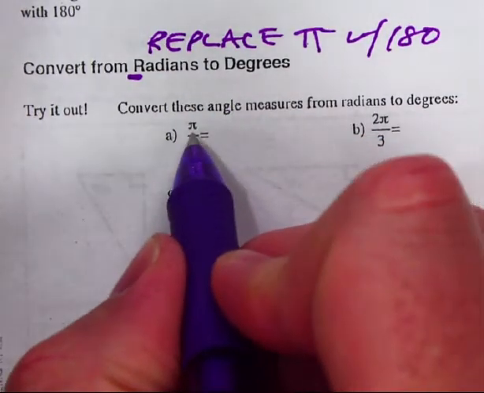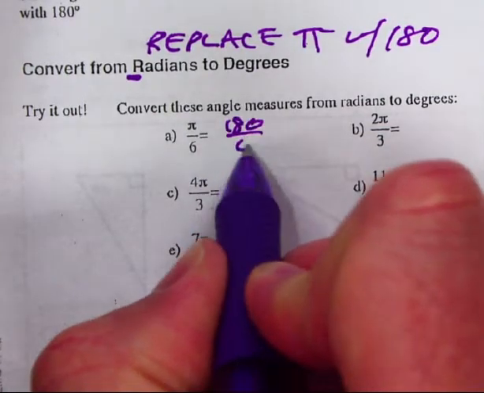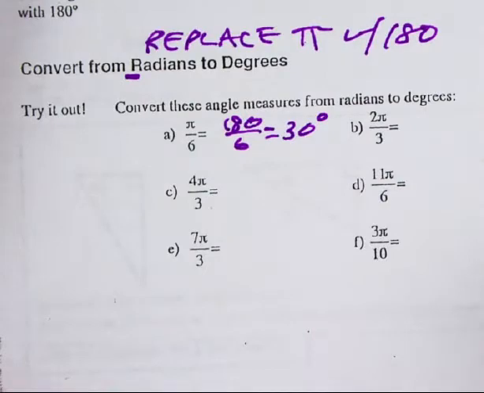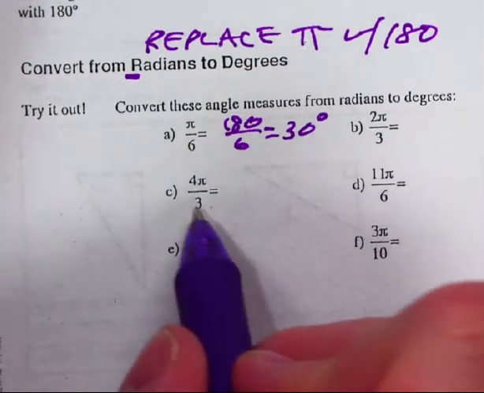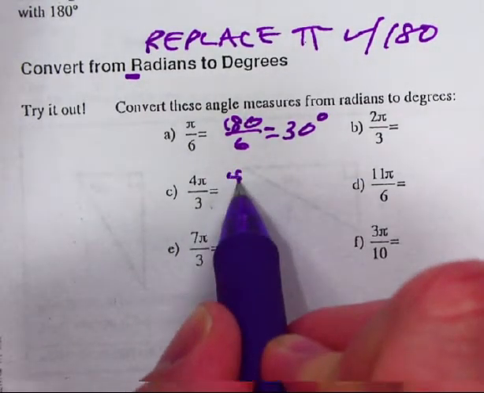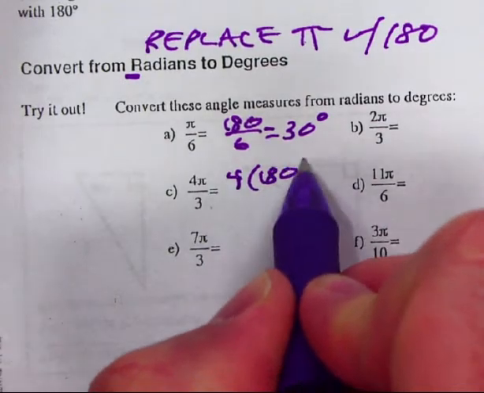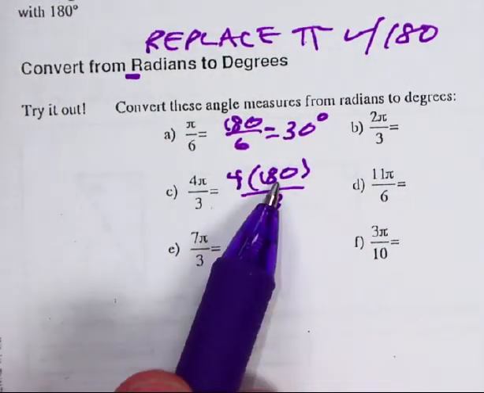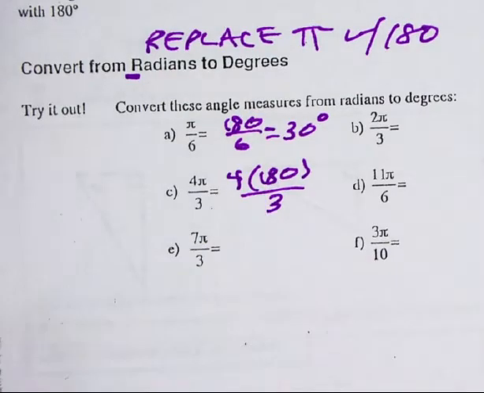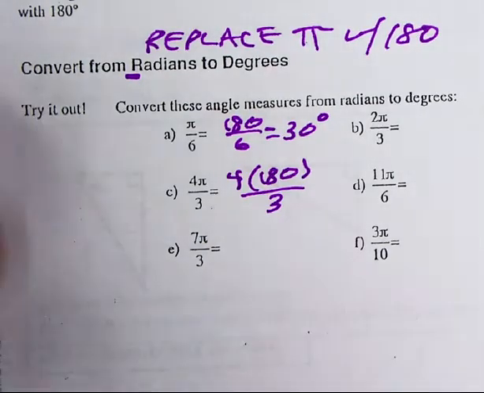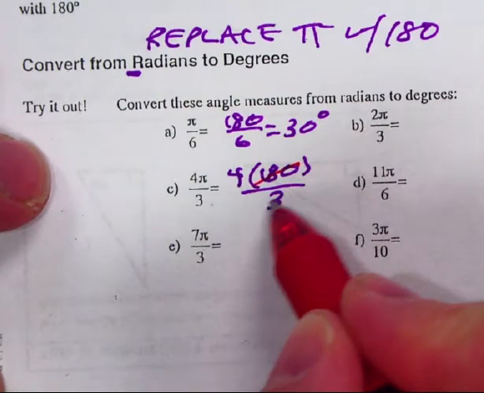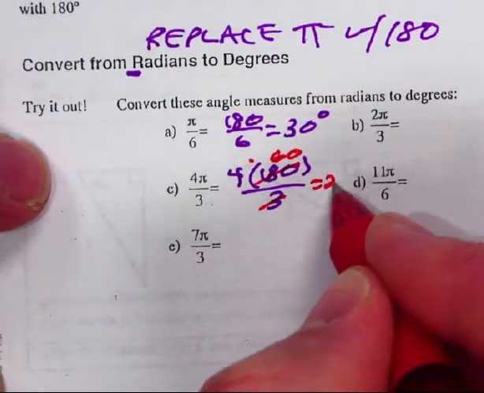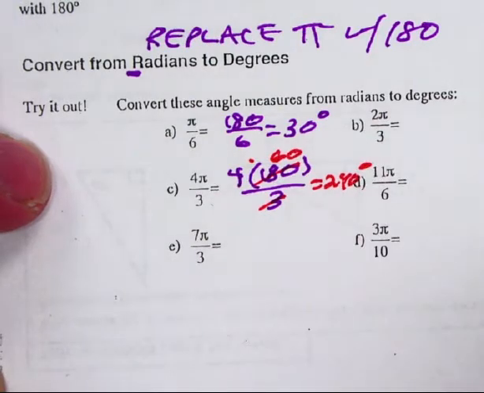So right here, 180 over 6, done. That 180 divided by 6 is 30. That's a 30-degree angle. Now some of you might want to go, ooh, look at that, tricky. No, 4, replace with 180 divided by 3. Now don't be a knucklehead and try to multiply 4 times 180. That's not the right move. You want to reduce the 180 and the 3 first. 180 divided by 3 is 60, so we actually just have 4 times 60. That's a 240-degree angle. That's how it's done.